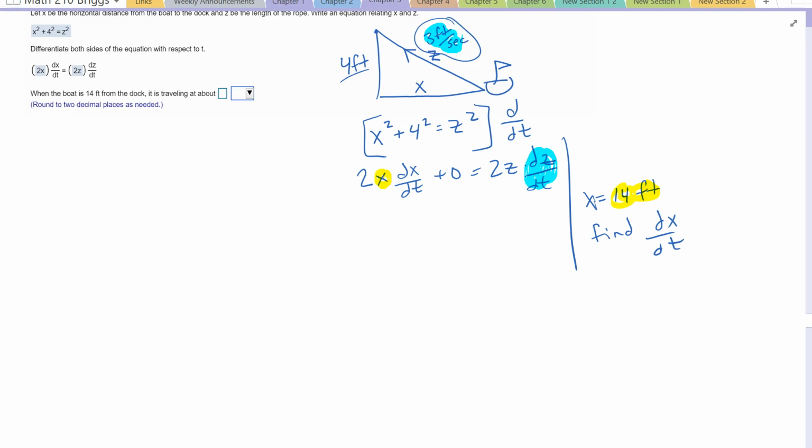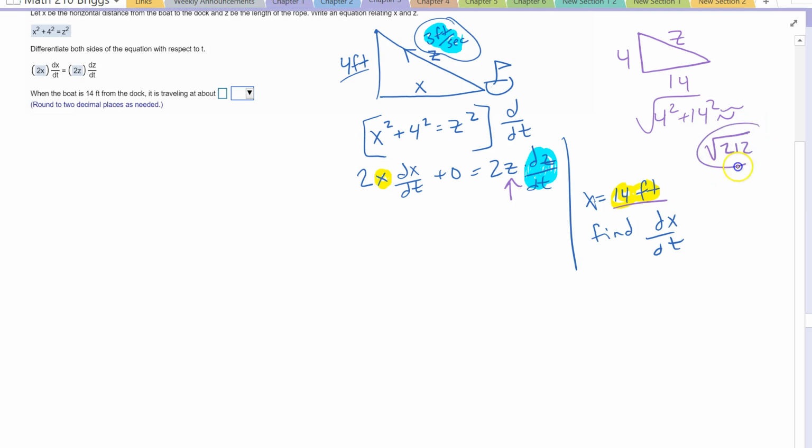And actually, we're given enough information to find the corresponding z value. If this is 4 and this is 14, what would z be? The square root of 4 squared plus 14 squared. z is the square root of 212, so I'm just going to leave it as the square root of 212.